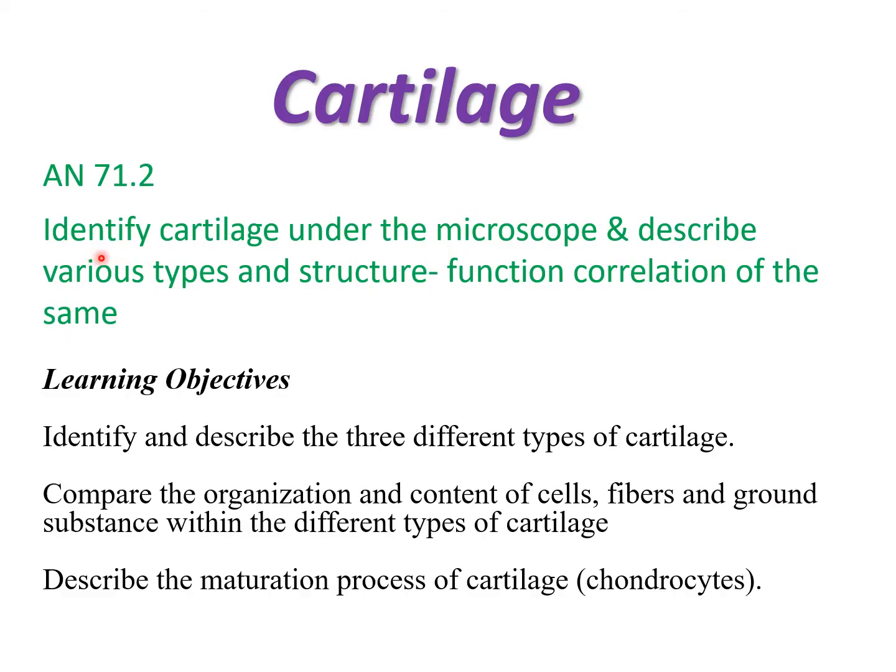The competency which we will be covering is to identify cartilage under the microscope and describe various types and structure function correlation of the same. The learning objectives are to identify and describe the 3 different types of cartilage, compare the organization and content of cells, fibers, ground substance within different types of cartilage, and describe the maturation process of these cartilages.